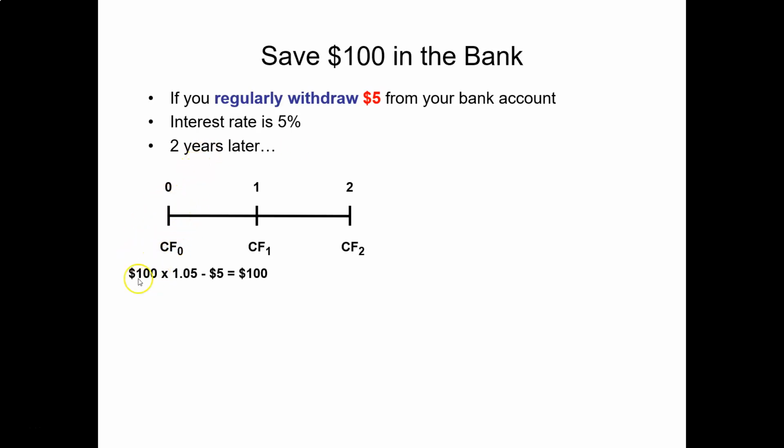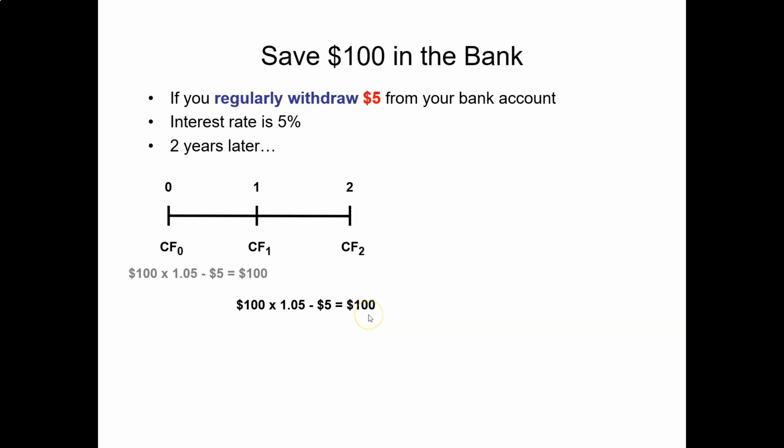In year 0, you have $100 in your bank account. After 1 year, the $100 grows to be $105. Now you decide to withdraw $5 from your account. You have $100 remained in your bank account. 1 year after, the $100 will grow to be $105. Then you can also withdraw $5 from your bank account.